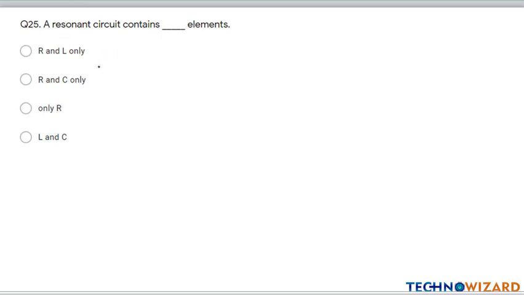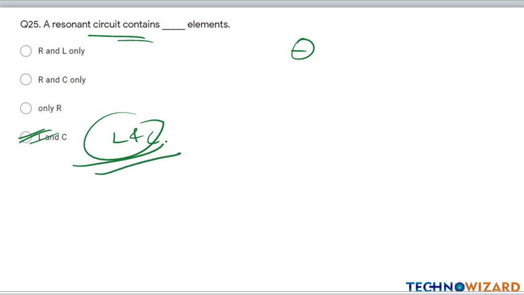Last question, question number 25. In the answer key I have given the wrong answer. For this, the answer will be L and C. The resonant circuit always contains L and C, the inductor and capacitive element. Here I have completed the quiz analysis, a total of 25 questions I have explained in detail to you.